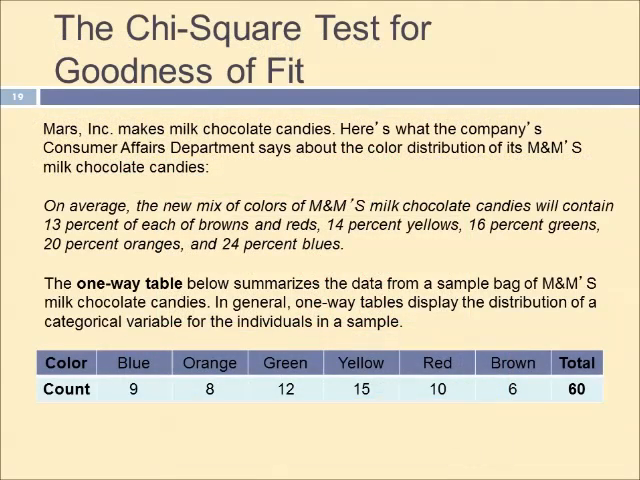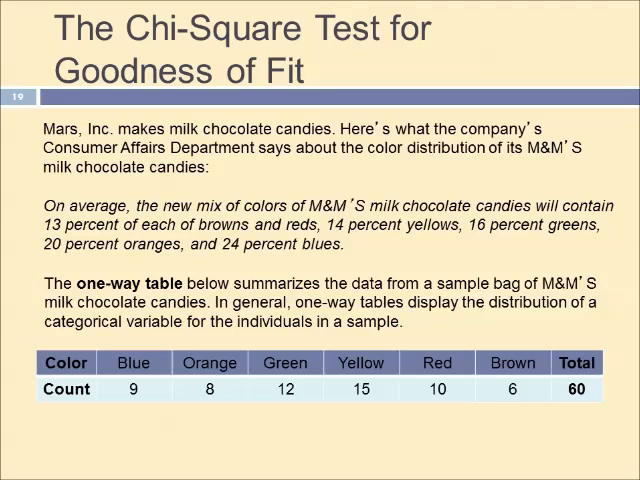We're going to talk about a different test called the chi-square test for goodness of fit. Mars Incorporated makes milk chocolate candies, and here's what the company's Consumer Affairs Department says about the color distribution of M&Ms. On average, the new mix of colors of M&Ms milk chocolate candies will contain 13% browns and reds, 14% yellows, 16% greens, 20% orange, and 24% blue.